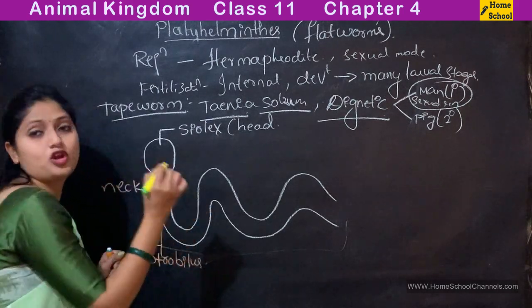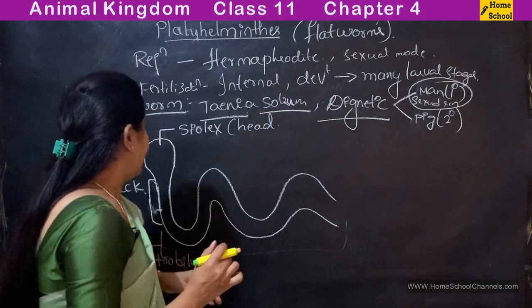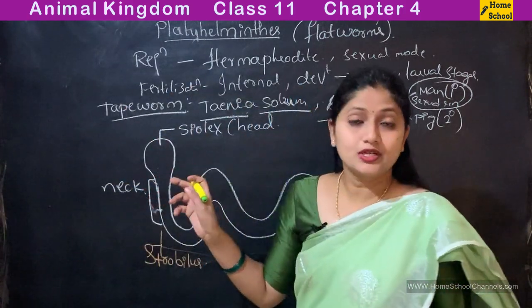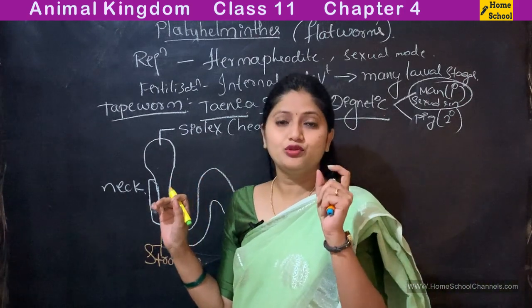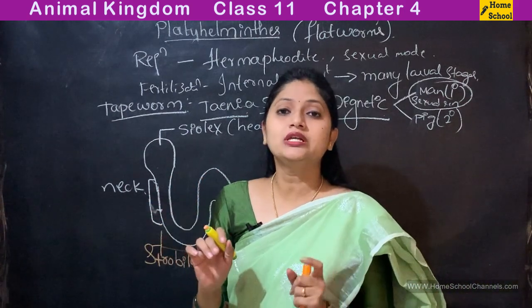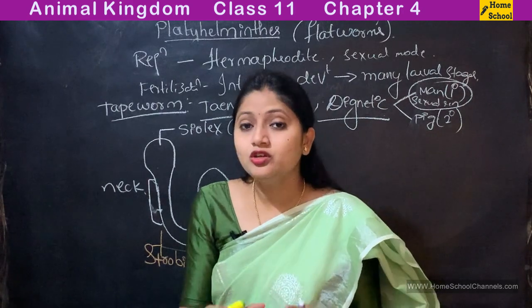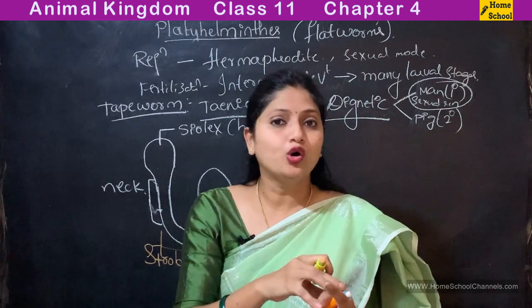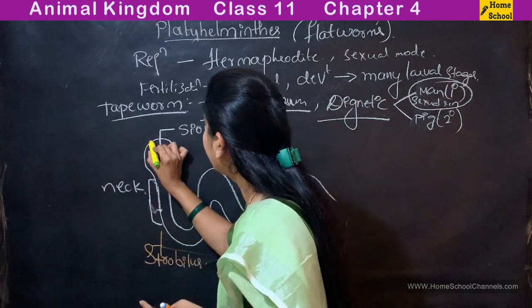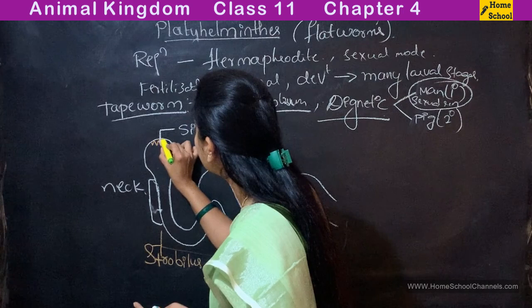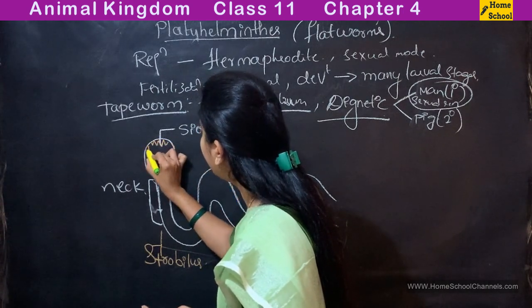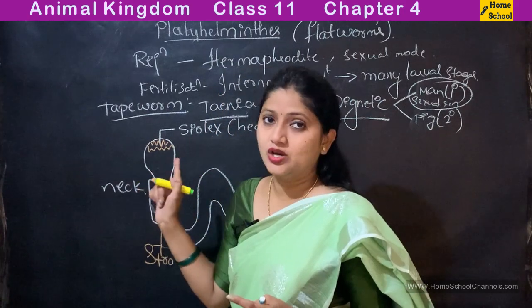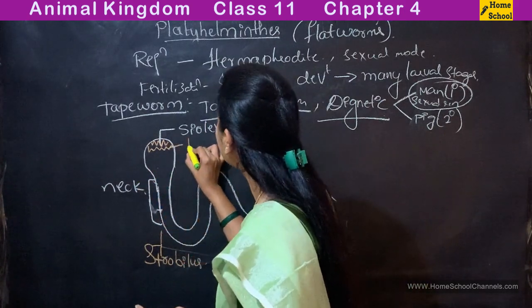We call it the strobilus part. Now, in the head, in the scolex part, there are a few structures which help in the adhesion or attachment of the tapeworm to the host surface. Here we have two structures like this, and below that one more structure is present. This structure is called a hooker.